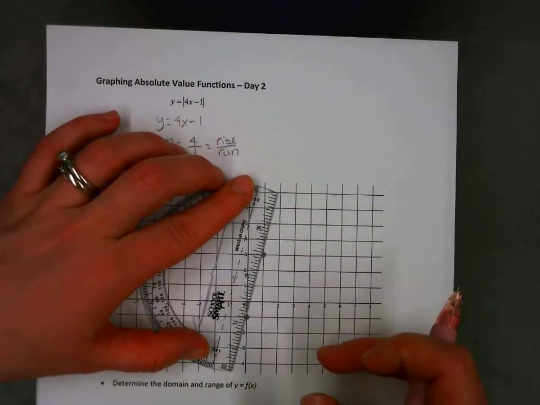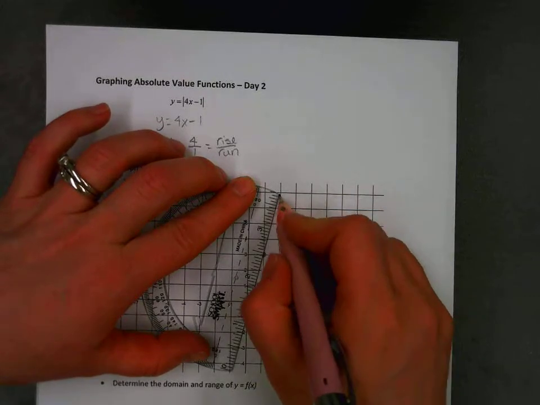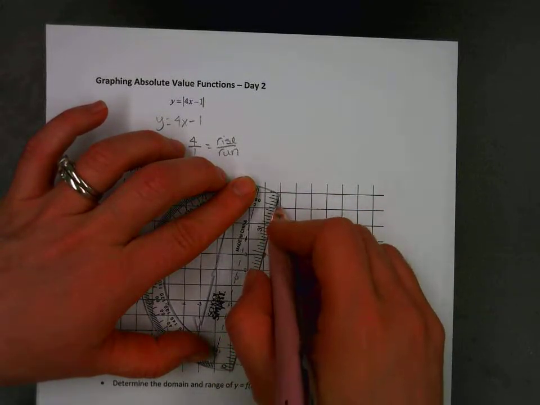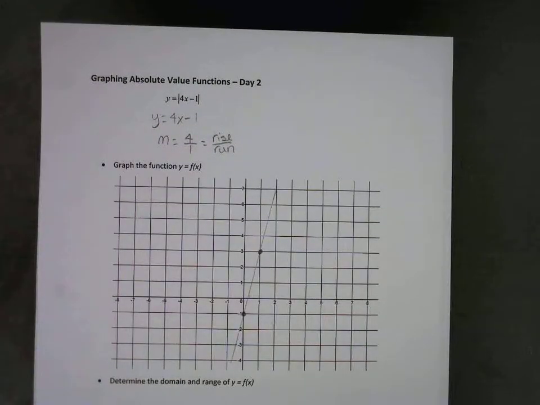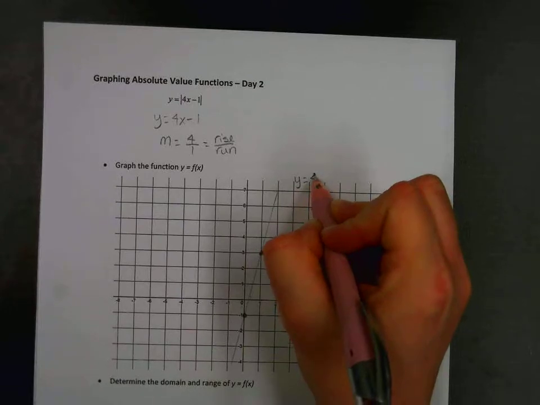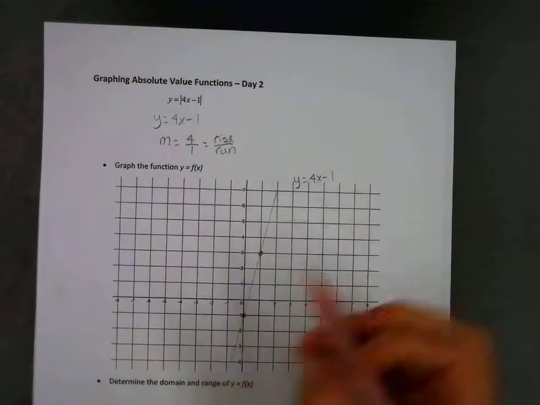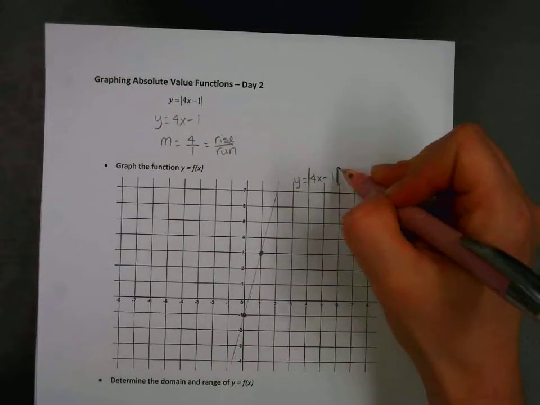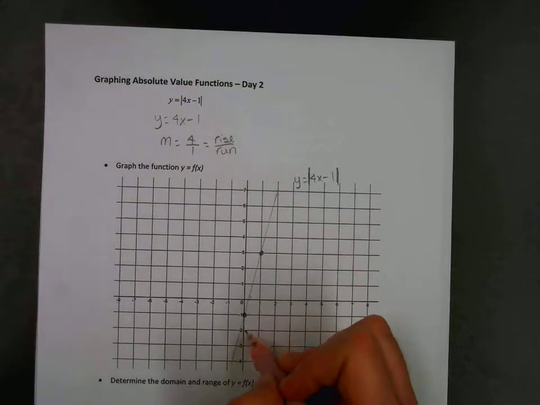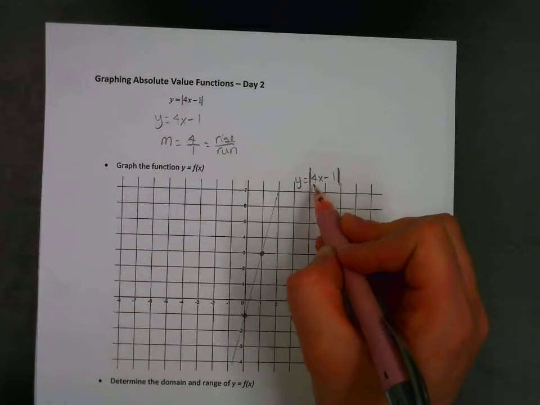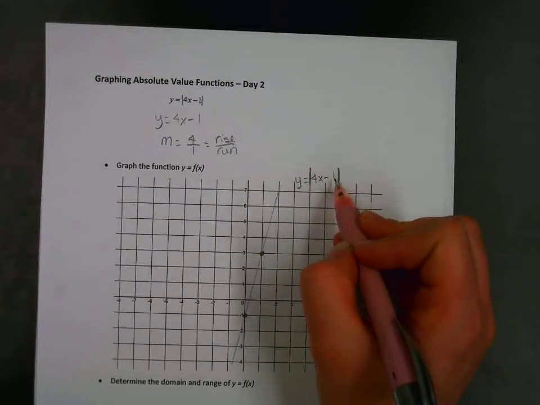So when I graph this, I am going to just lightly graph this because this is not my absolute value function. This is just my linear function. So here's my equation, y equals 4x minus 1. Now to take the absolute value of that, what you want to think about is I can substitute any input value into this function and it'll spit out the output value.